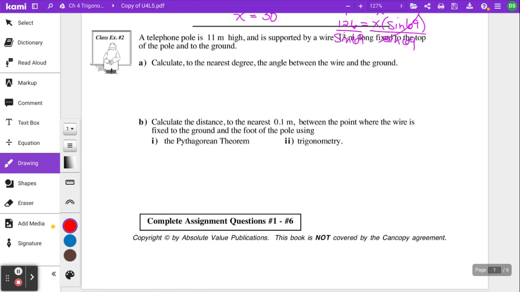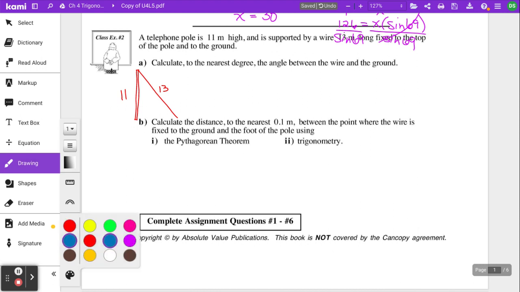All right, I'm going to do this one word question, and then I'll probably let you work for a little while. This one says a telephone pole is 11 meters high. So let's everyone write this down. It's 11 meters high, and it's supported by a wire 13 meters long, fixed to the top of the pole and to the ground. Calculate to the nearest degree the angle between the wire and the ground.